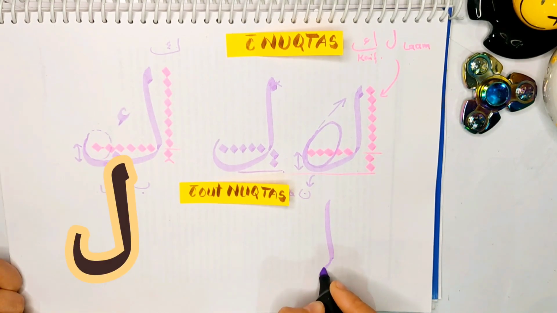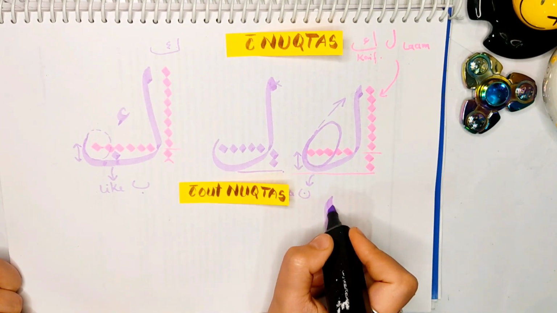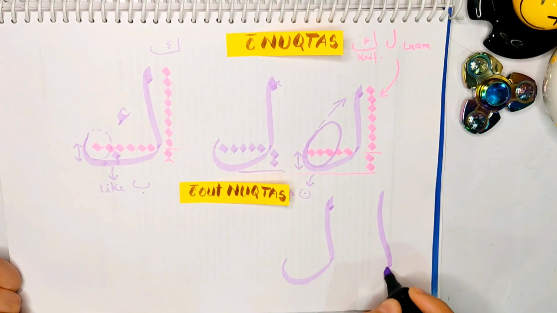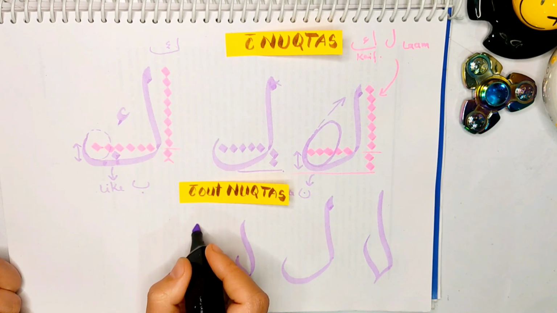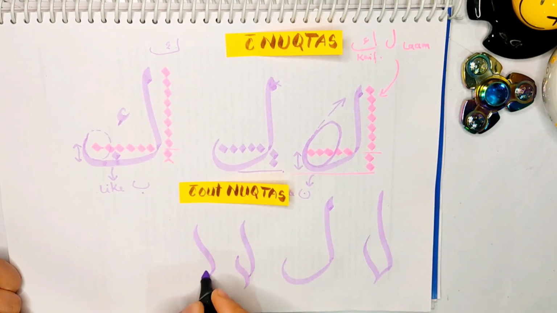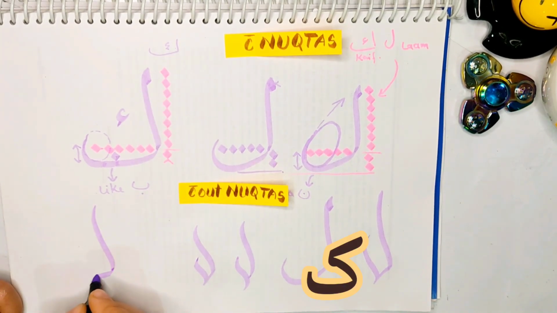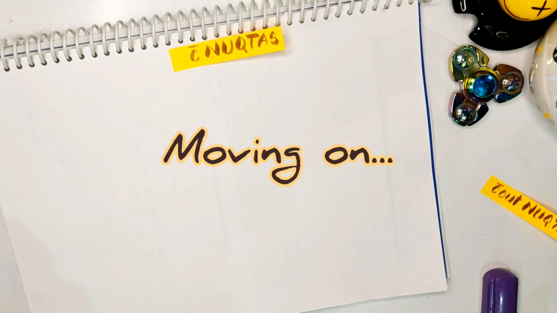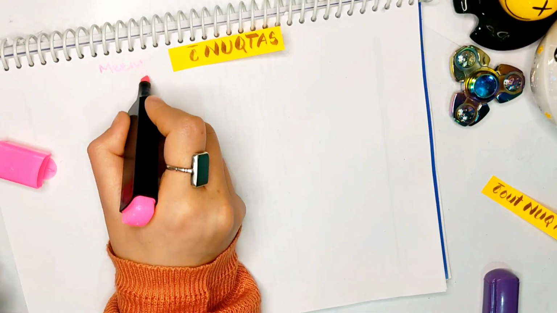For lam, we'll do some other ways. Cute. Done. Then we have kaf. Tamam. Now we're moving on to mim, the next letter.